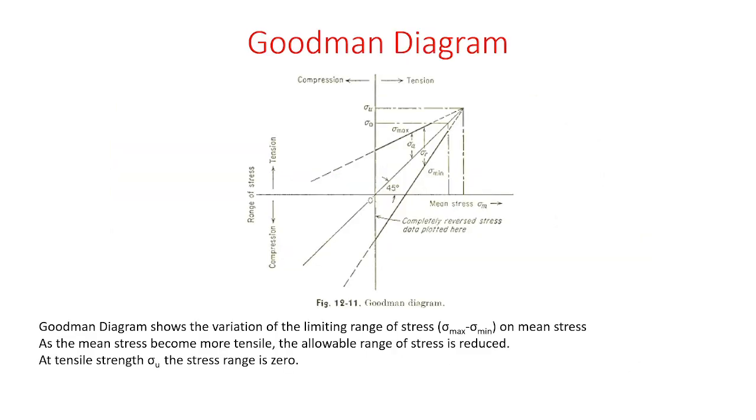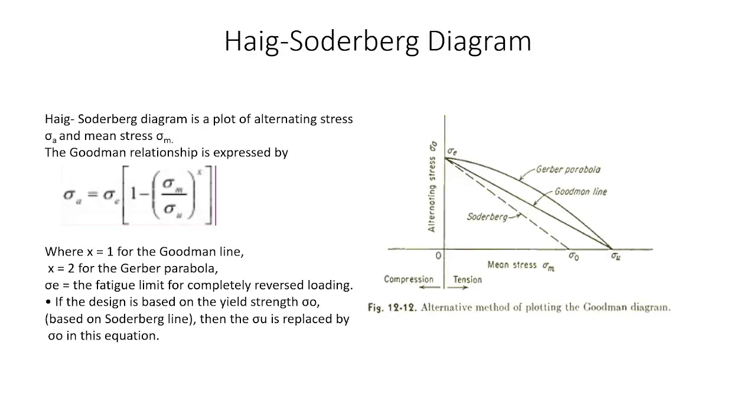Right. So the Goodman diagram also shows the variations of the limited range of stress or mean stress. As the mean stress becomes more tensile, the allowable range of stress is reduced. At the tensile strength sigma u, the stress range is 0. That is what we can infer from this Goodman diagram.